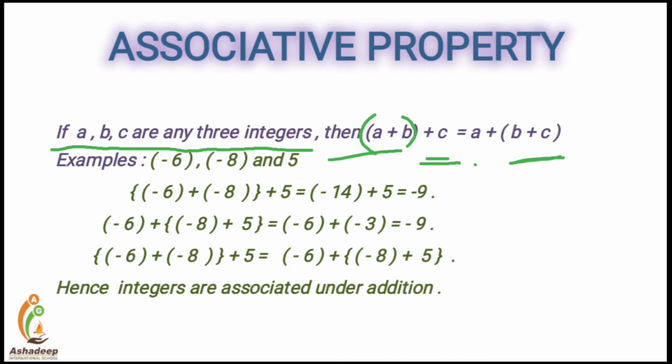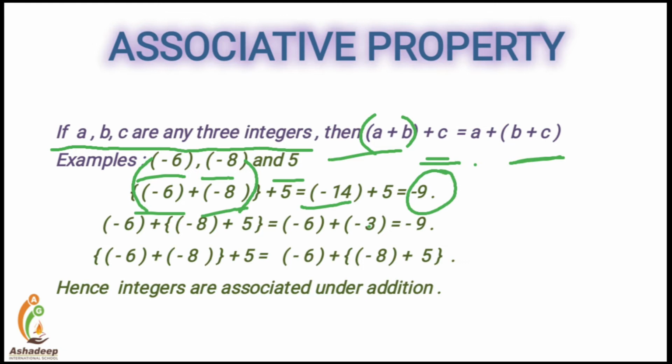If the result will not change, then we can say that integers are associative under addition. So let's see with the help of an example. Minus 6, minus 8 and 5. So minus 6 plus minus 8. First we make a group of these two numbers. So minus 6 and minus 8 becomes minus 14. Then plus 5. So plus minus minus, and 14 is the bigger number and it has the minus sign. So the answer is minus 9. Clear?